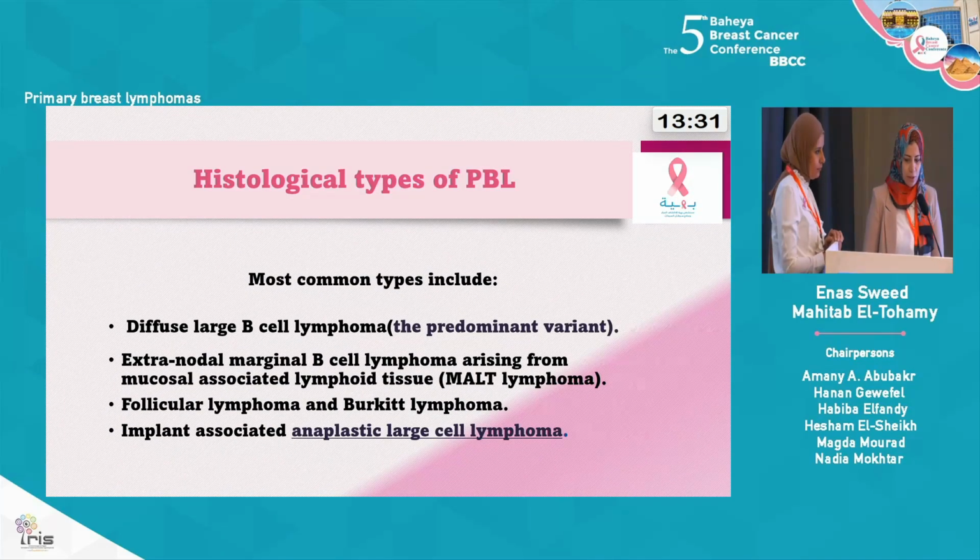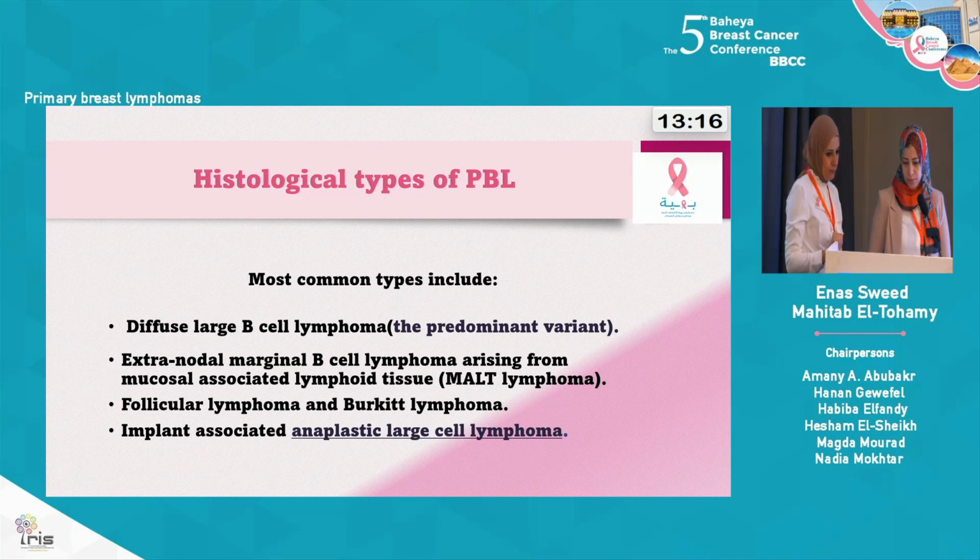The most common histological type of primary breast lymphoma is diffuse large B-cell lymphoma, followed by marginal zone lymphoma, mantle cell lymphoma, follicular lymphoma, Burkitt lymphoma, and the rare type, anaplastic large cell lymphoma.